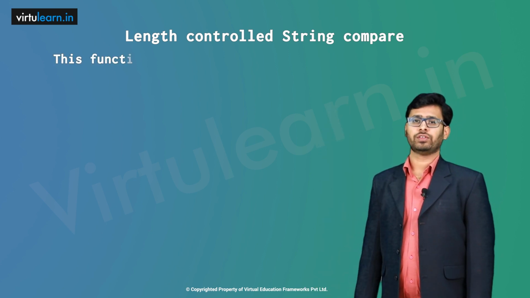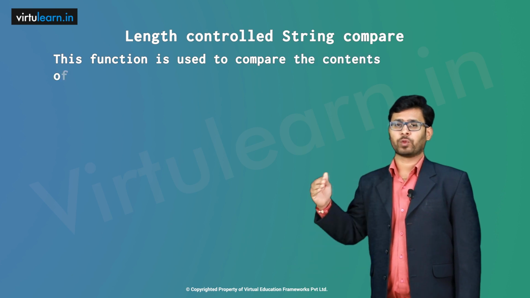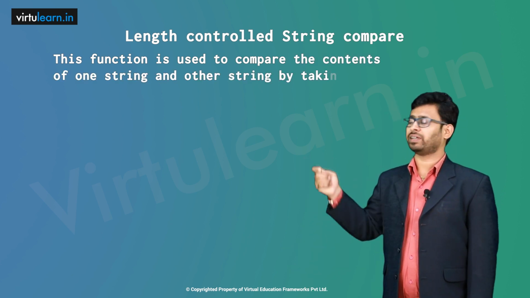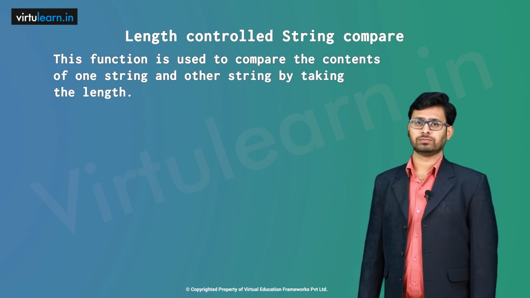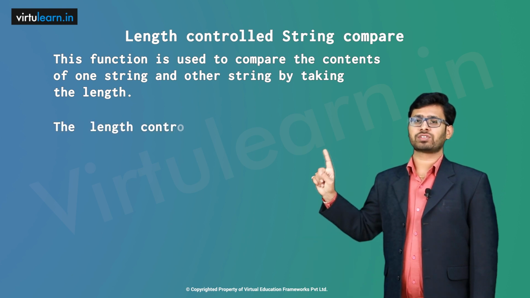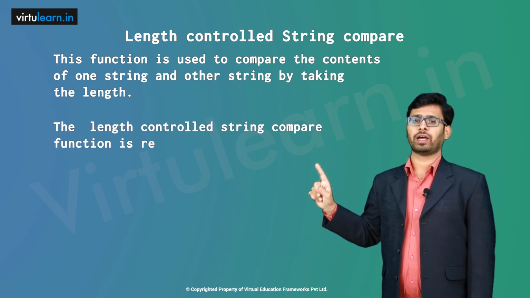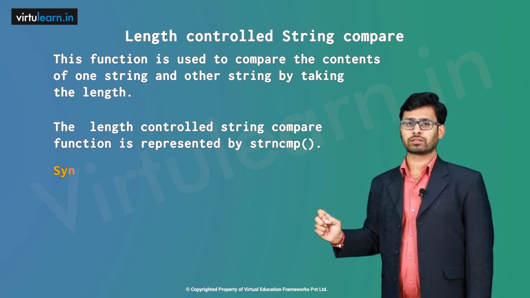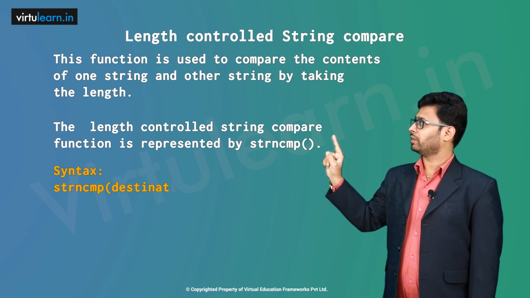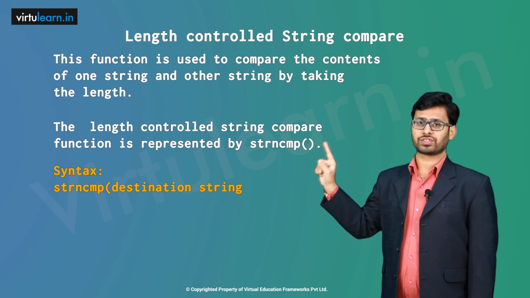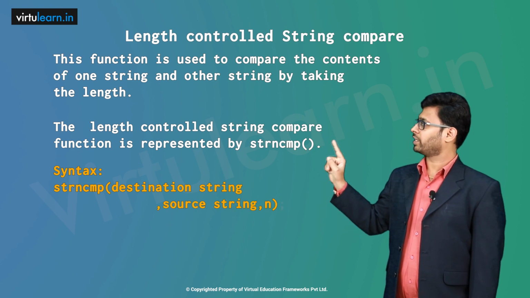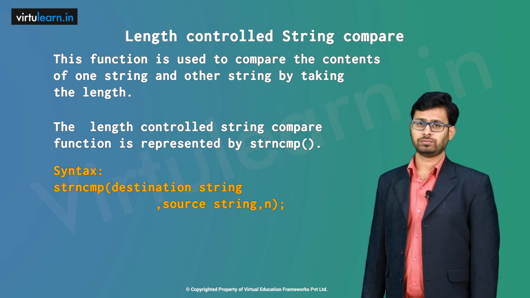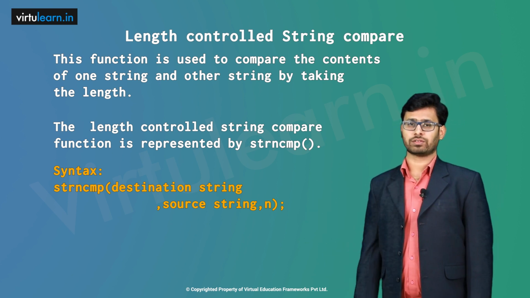Length controlled string compare. This function is used to compare the contents of one string and the other string by taking the length. The length controlled string compare function is represented by strncmp. The syntax is strncmp of destination string, comma, source string, comma, n. n is the number of characters.